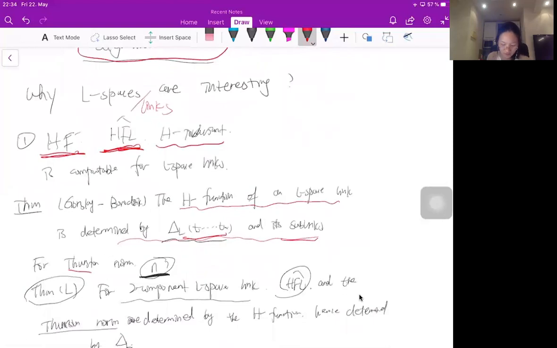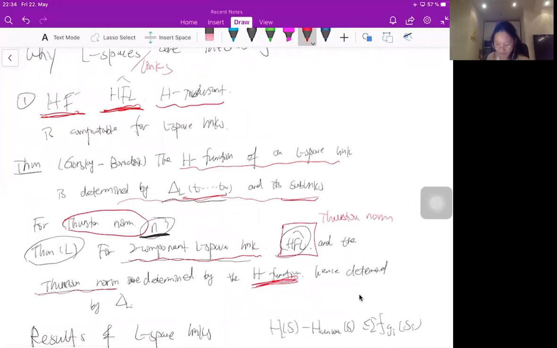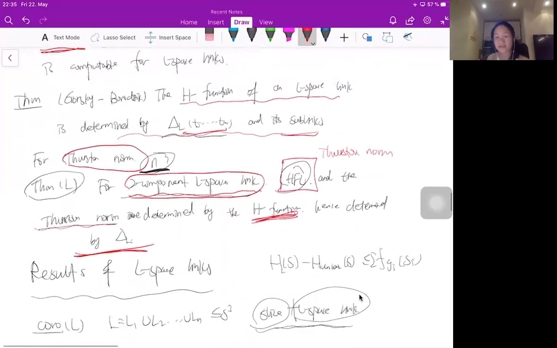And for the Thurston norm, we prove that if we have a two-component L-space link, then the link invariant we need to determine the Thurston norm is also determined by the H function, and hence by the Alexander polynomial. So for two-component L-space links, the question of the Thurston norm is settled, meaning the Alexander polynomial will give you an explicit answer for the Thurston norm. And these are all the computational reasons why we care about L-space links.